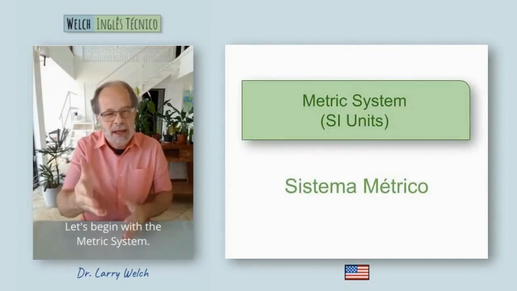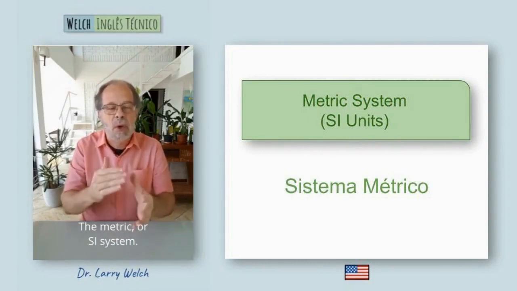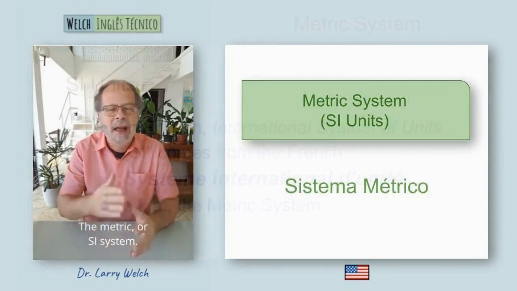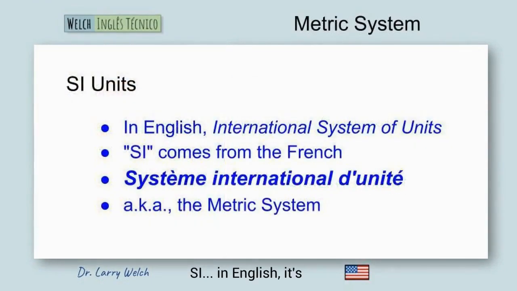Let's begin with the metric system. The metric or SI system. SI, in English, it's International System of Units, so it would be IS. But this doesn't come from the United States. It comes from France. So from the French, we have the SI, and it is also known as the metric system. You see there, AKA, also known as the metric system.